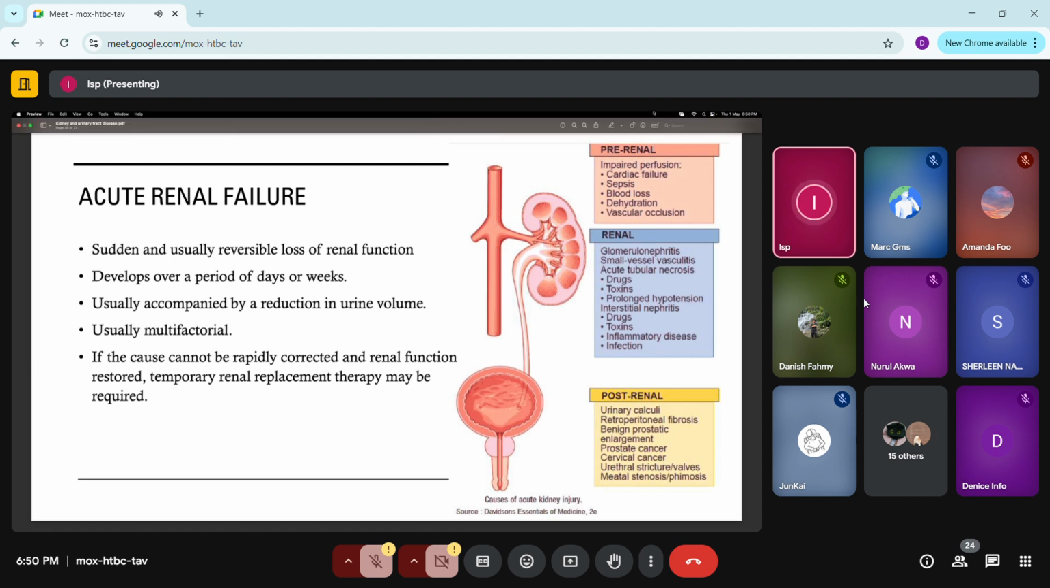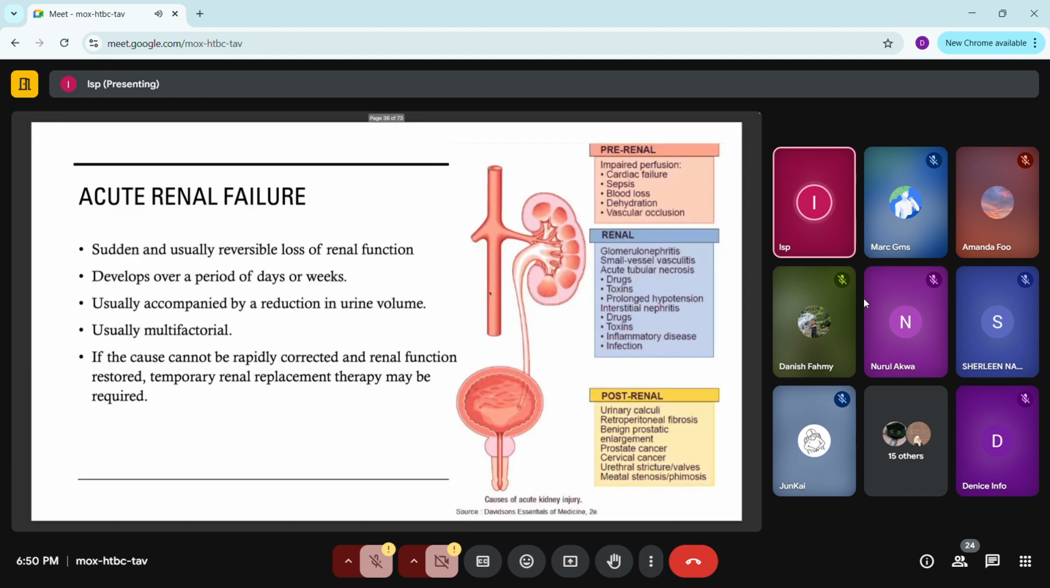So this is a very important slide. Remember these causes of renal injury: pre-renal, renal, and post-renal. Most of the causes that we see in the clinical scenario are still pre-renal and post-renal, and renal causes are relatively uncommon.